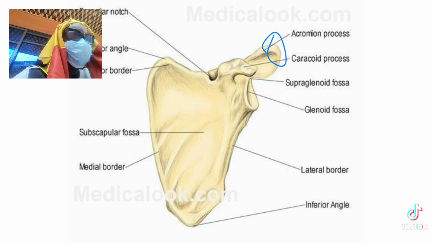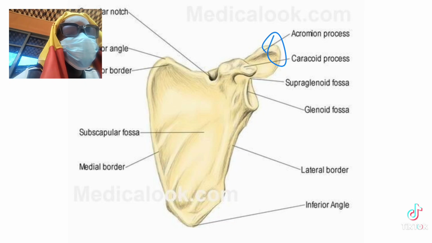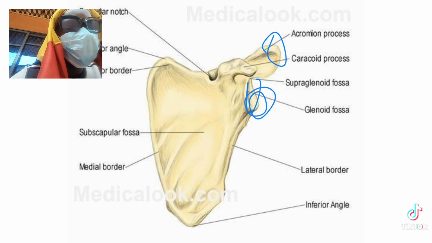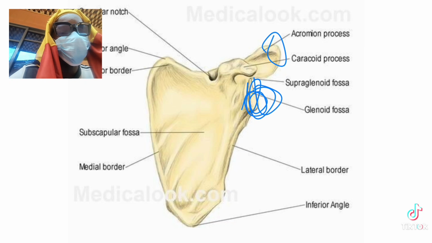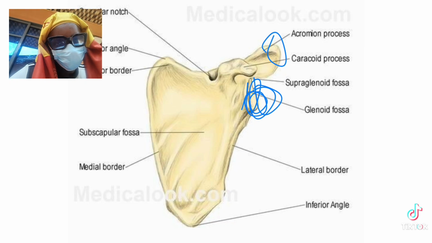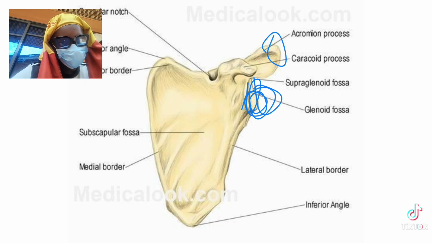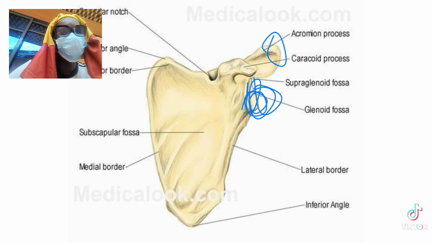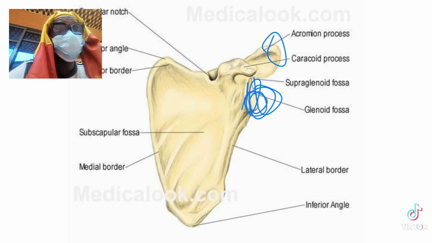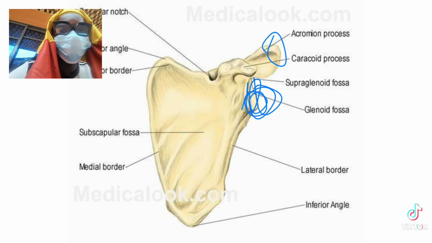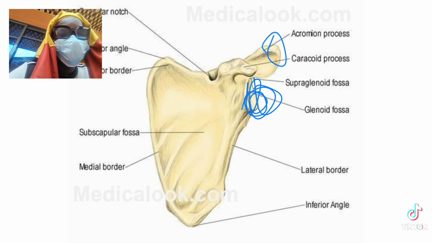Now, what kind of joint is formed between this glenoid? They may circle here and tell you what is it called. That is the glenoid fossa or the glenoid cavity. What does it articulate with? It articulates with the head of the humerus. And the kind of joint formed there is the ball and socket joint.